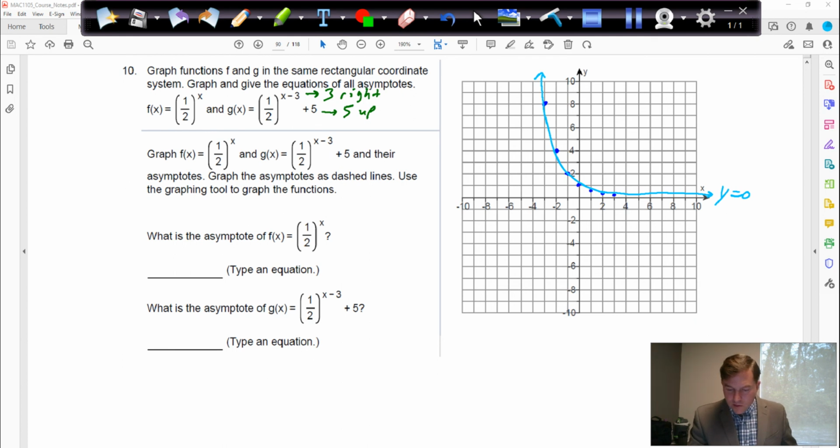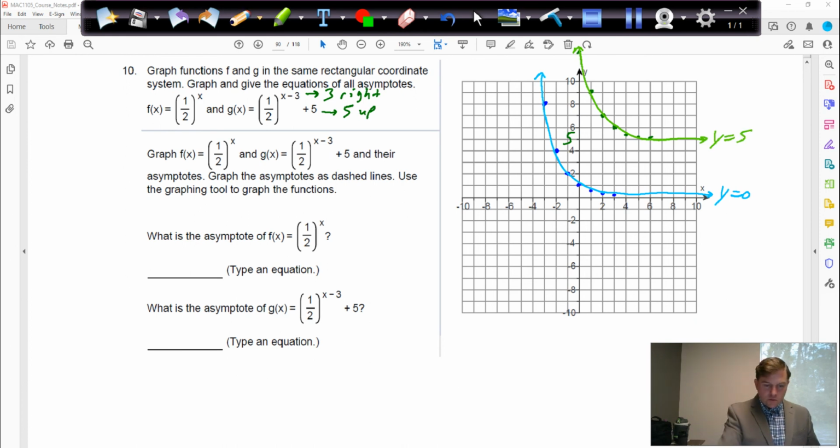So let's start here. 3 to the right: 1, 2, 3. 5 up: 1, 2, 3, 4, 5. It's somewhere off the chart. So like this and like this. So this one is going to come up here to infinity, and then it's going to flatten out at y equal to 5.